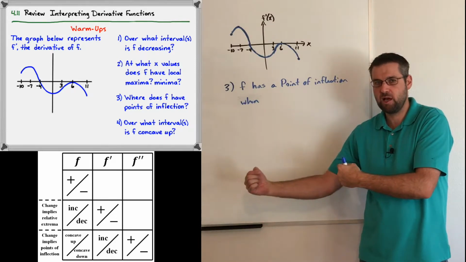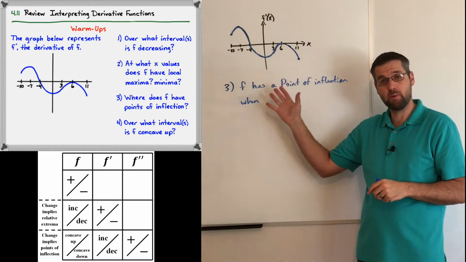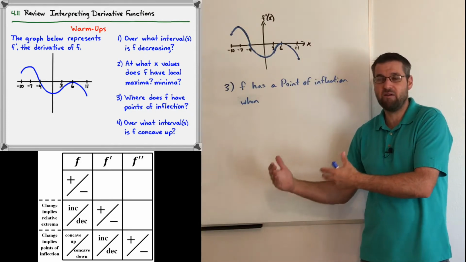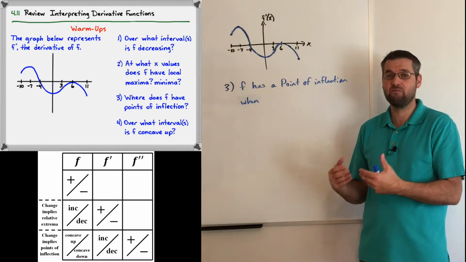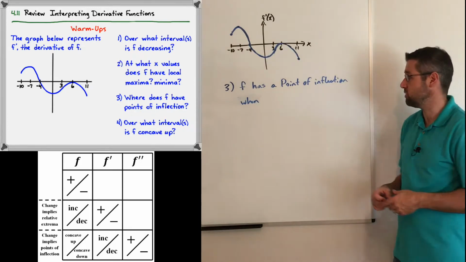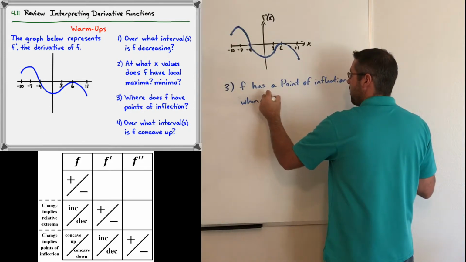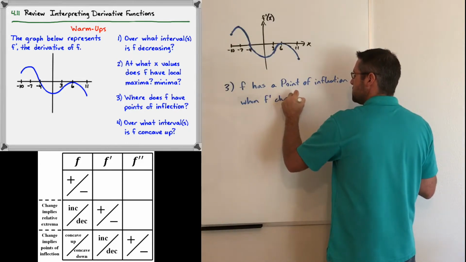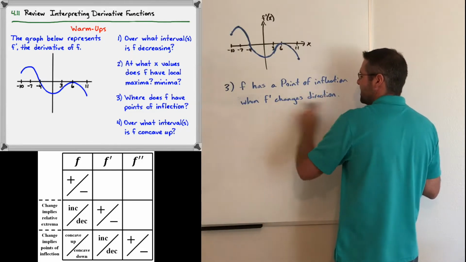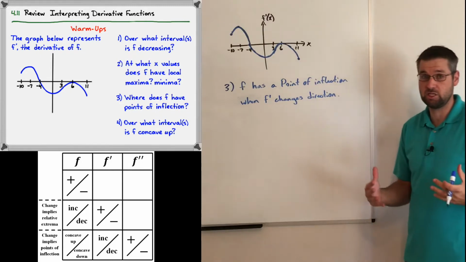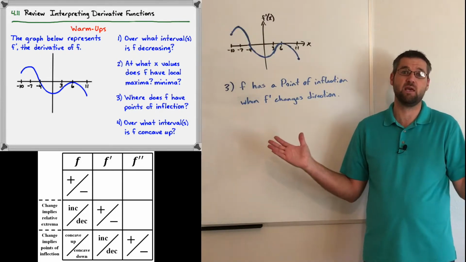F has a point of inflection when f changes concavity. We're not looking at f, we're looking at f prime. So f has a point of inflection when f double prime changes signs, which implies that f prime changes direction. Okay? So f has a point of inflection when f prime changes direction. Now I want to be clear when I say changes direction. I don't want to just say changes direction, because changing direction in math can mean an infinite set of things.